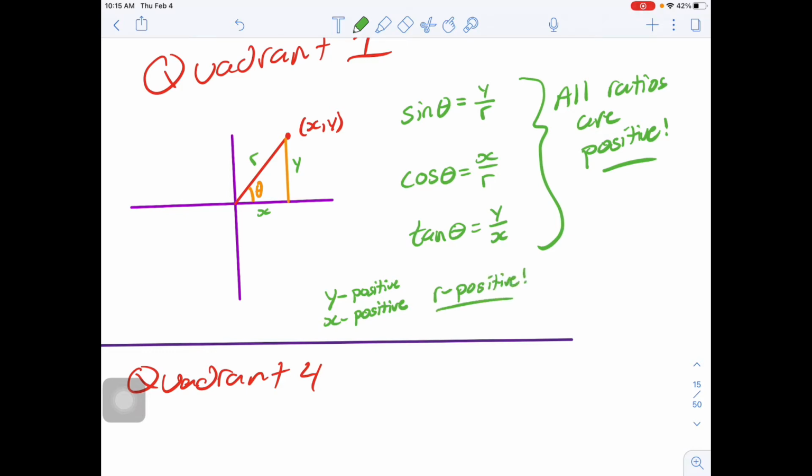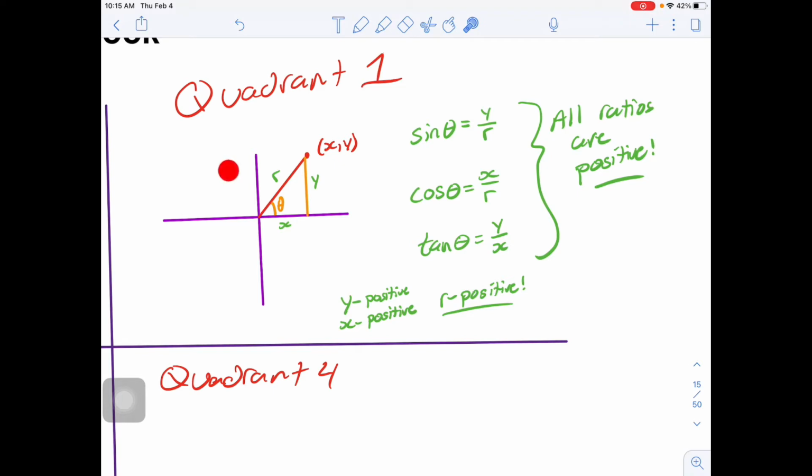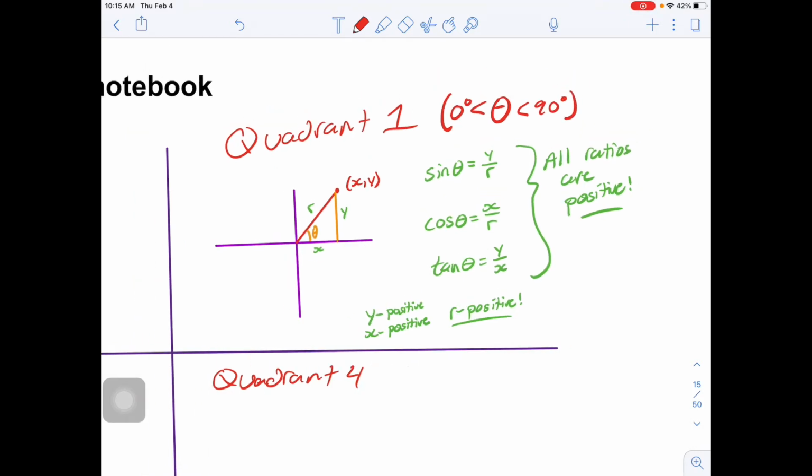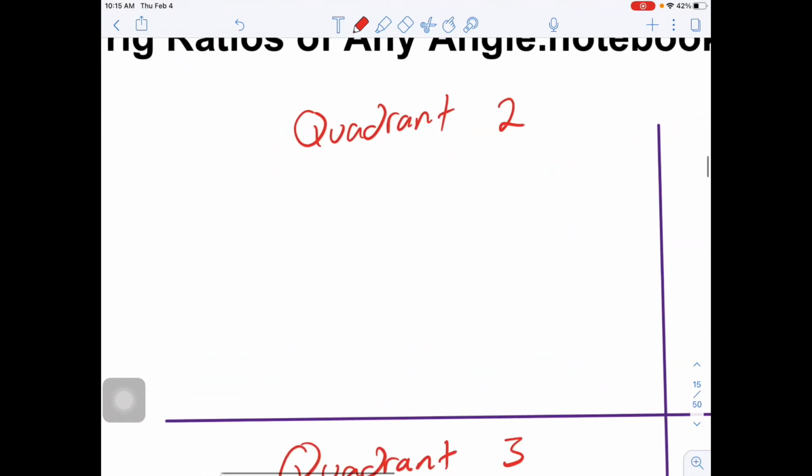Now, hopefully you can think about what happens if we have a coordinate point living in quadrant 2. Then my y value is still positive, but my x becomes negative. So your trig ratios are going to change in terms of their signs. So I'm going to generalize this. So this is when an angle is greater than 0 and less than 90 degrees. Okay. Let's move over to quadrant 2. So this is when your angle is greater than 90 degrees, but less than 180 degrees.